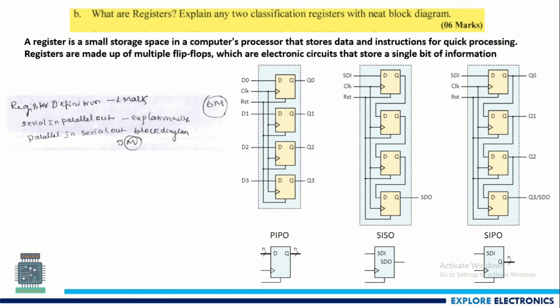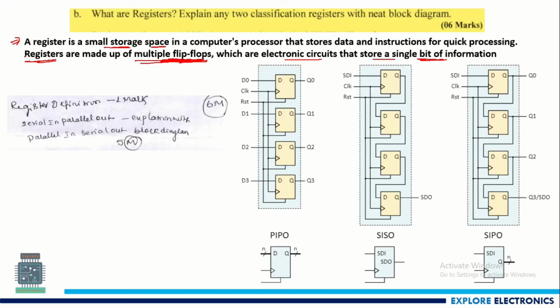What are registers? Explain any two classification of registers with neat block diagram. A register is a small storage space in a computer processor that stores data and instructions for quick processing. So registers are made up of multiple flip-flops. This is the answer expected from you in the exam. Registers are multiple flip-flops connected together, which are electronic circuits to store a single bit of information.